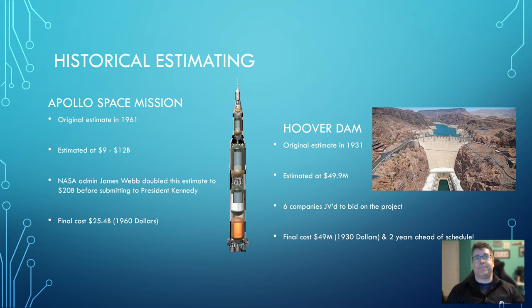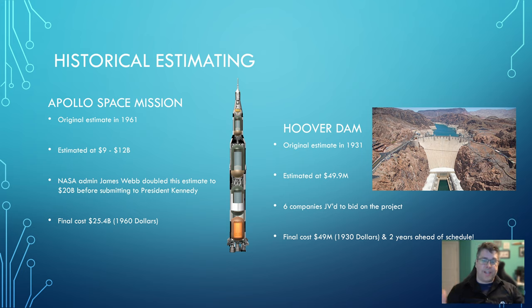So the original estimate was done in 1961. It came in from all of the engineers and estimators in NASA at, they figured, between $9 and $12 billion. James Webb was the administrator of NASA at that time. You probably know the James Webb telescope. It's named after him.